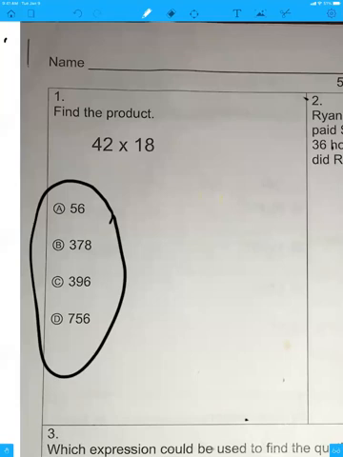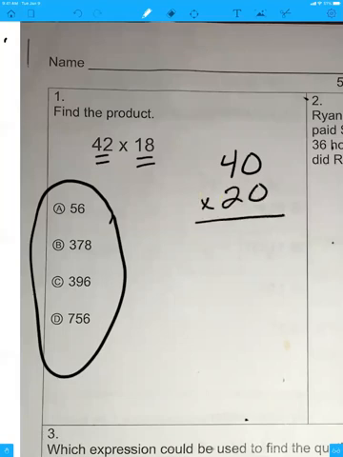If you do a quick estimate, watch what happens. What if I just say this 42 is a 40? And what if I just say this 18 is a 20? Now, I've taught you guys with the zeros, you just add the two zeros and then multiply the number, right? The answer would have to be close to 800.